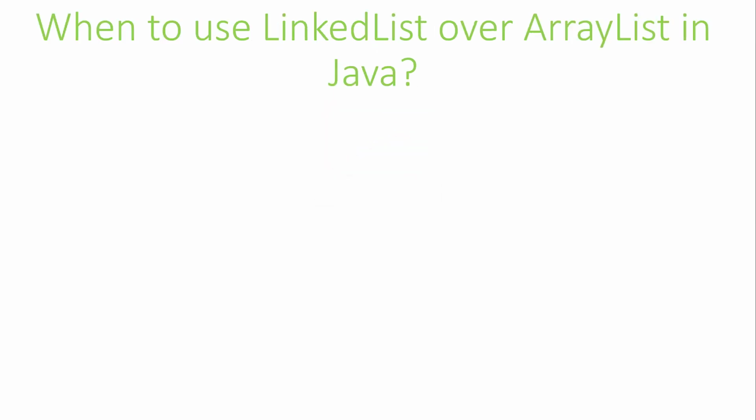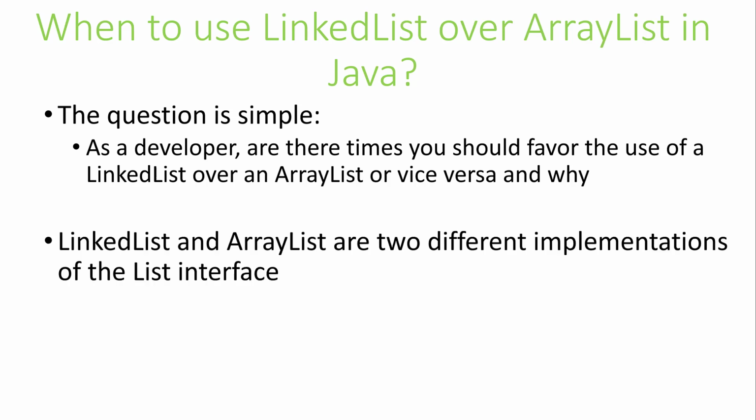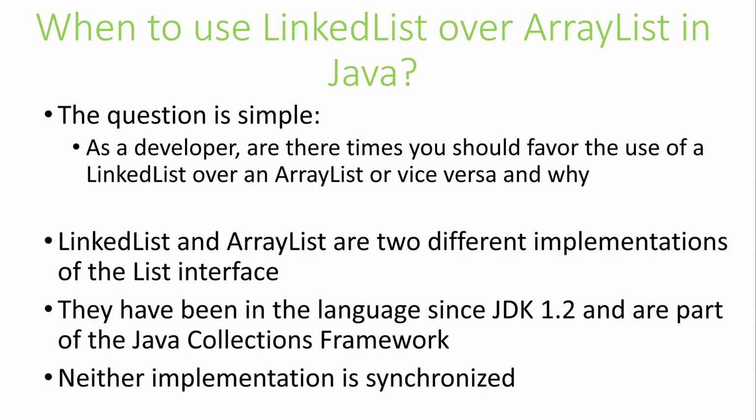The question today is, when should you use a linked list over an array list? As a developer, are there times when you should favor using a linked list over an array list, or vice versa, and if so, why? The linked list and array list classes are two different implementations of the list interface. They've been part of the Java language since JDK 1.2 and were introduced as part of the Java Collections framework. One thing to note is that neither implementation is synchronized.